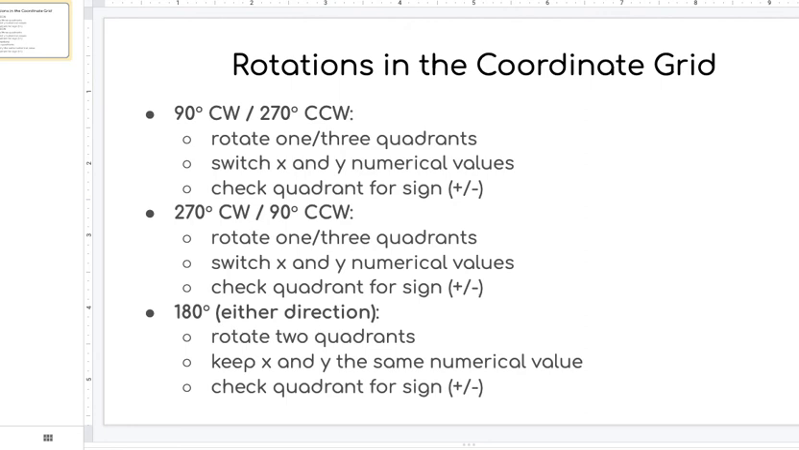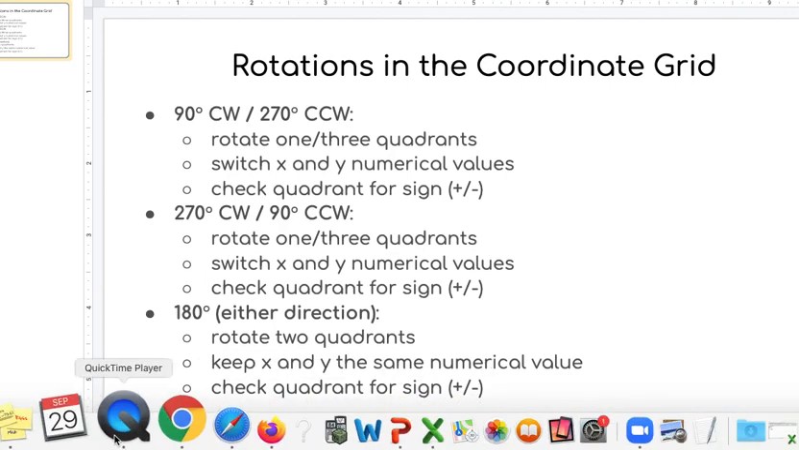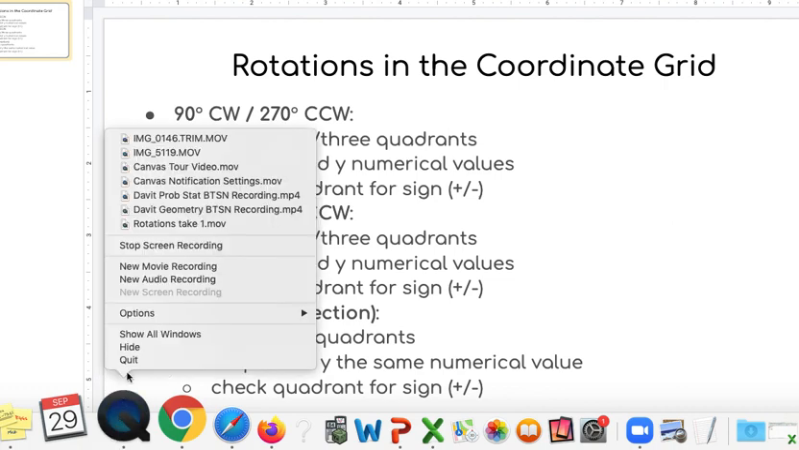180 degrees is the special one. Either direction is the same thing because it takes us halfway around the circle. For either direction, I rotate 2 quadrants. X and y stay the same, and we just check the quadrant for the sign. We can expect some opposites to occur. So hopefully that gives you a better idea of how to deal with rotations in the coordinate grid. Keep in mind you can also always use the tools that we have in GeoGebra to check that.